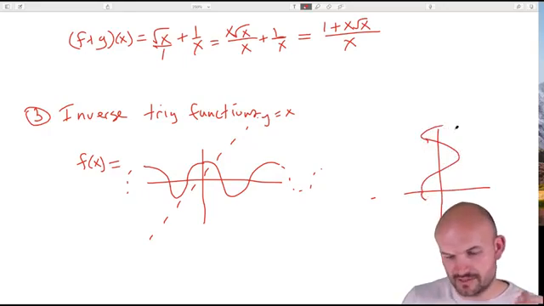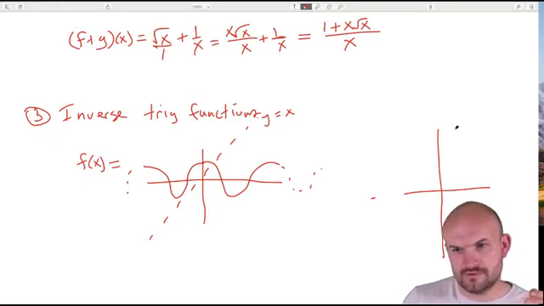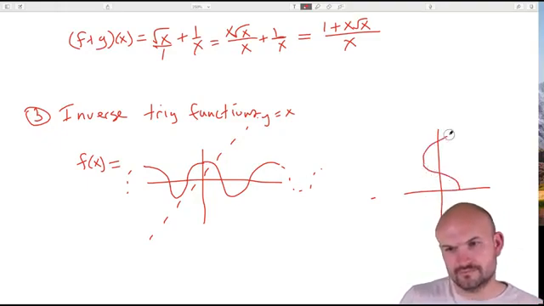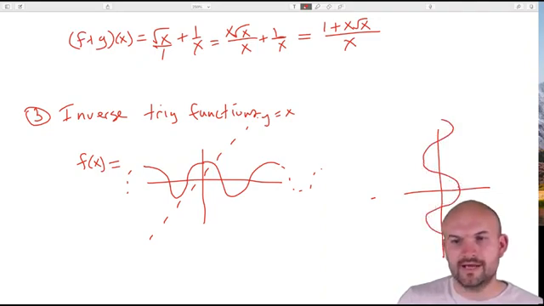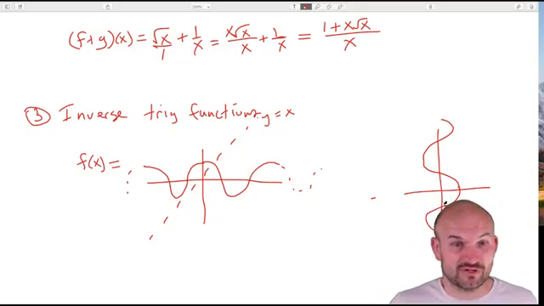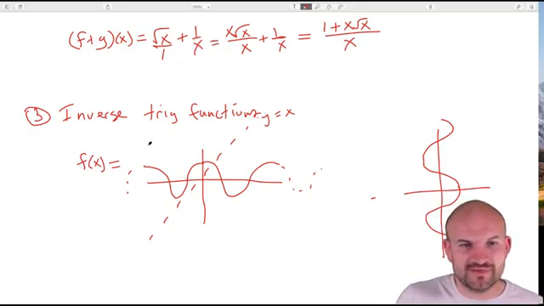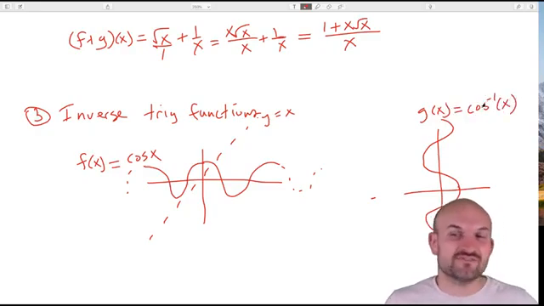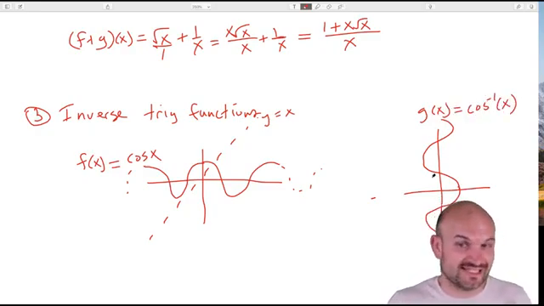Or sorry, looks like that. There you go. Right? You'd have a graph that looks like that, which is not going to work because that's not going to pass the vertical line test, right? Because if this is f of x equals cosine of x, and this is g of x, which equals cosine inverse of x, this is called the inverse function. It needs to be a function. This is not a function.